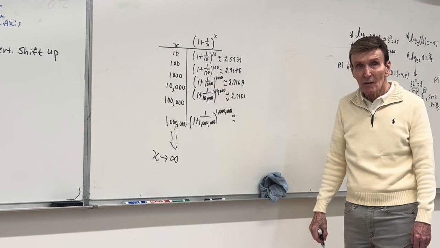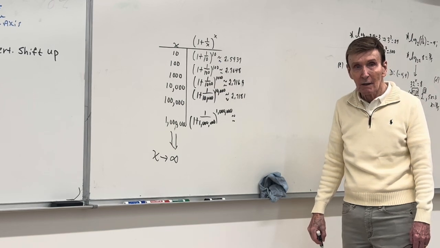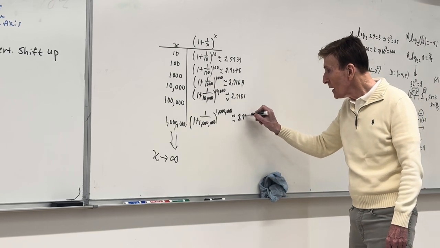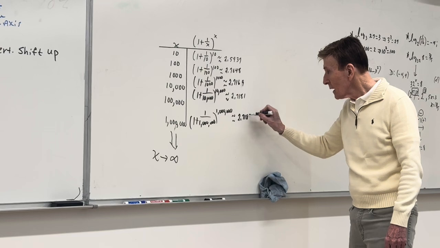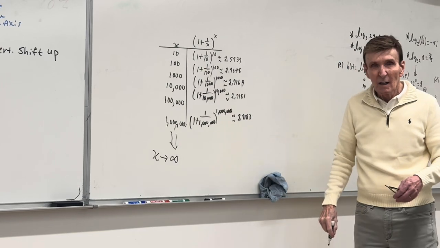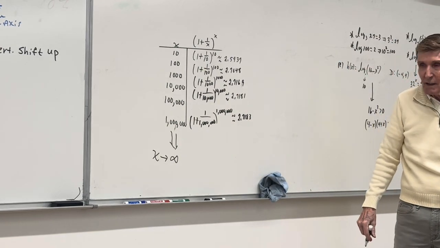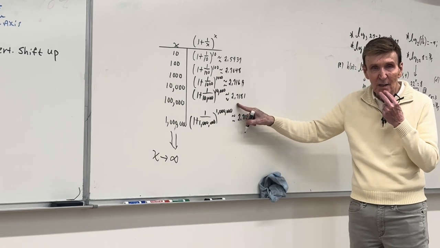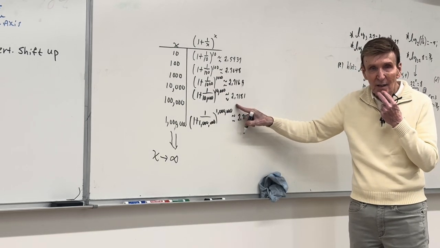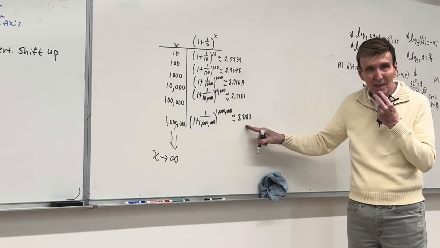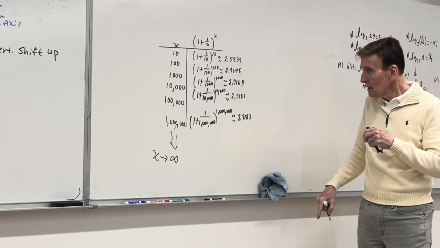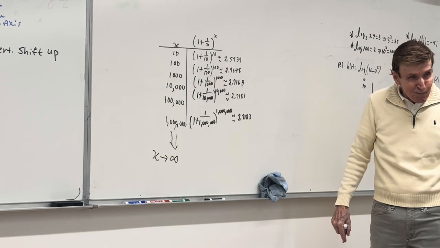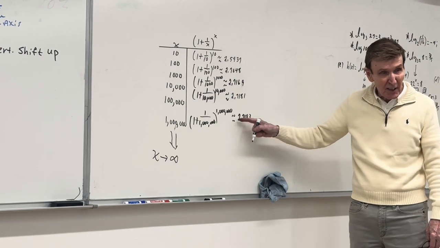It's calculating. What happened to the calculator? Oh, it's 2.7183. Yeah, 2.7183. Mr. Park, when I put 100,000 in, you got this, right? And then I jumped to 1,000,000, you got that. Aren't these awfully close?